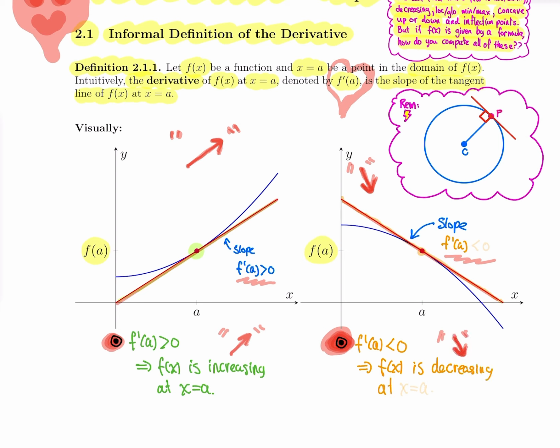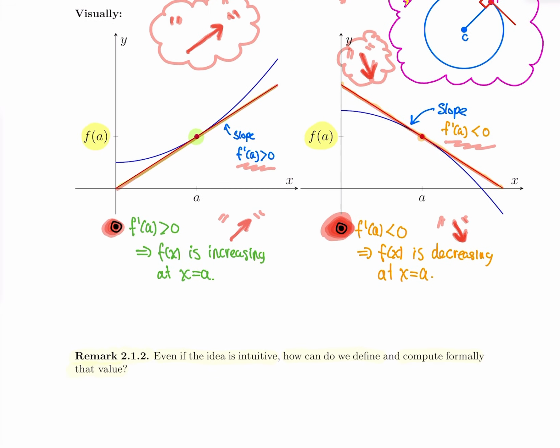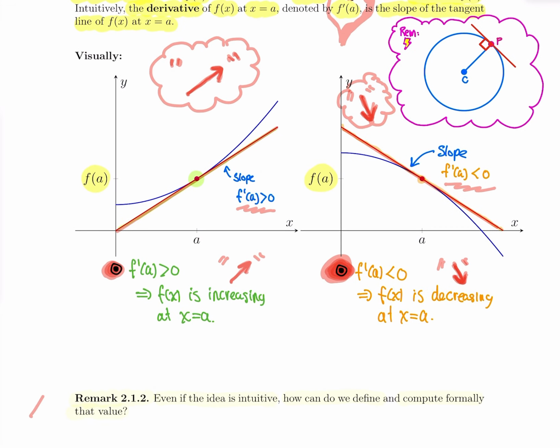at x equal a. So basically what I'm trying to do here is make this connection with something that you're comfortable with. You should be able to tell me if you have the graph of a function, if it's going up or down. Now I'm giving you another visual definition for the slope of the tangent line, and I'm making that little connection that will be very important, because even, and this will be a remark here, even if the idea is very intuitive.